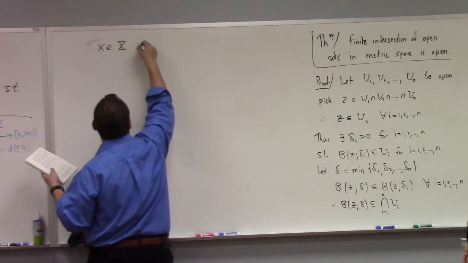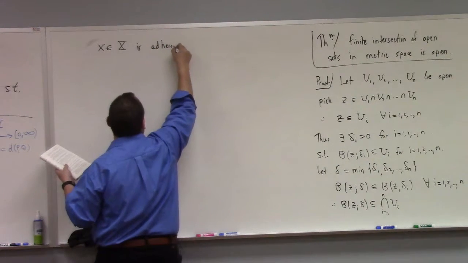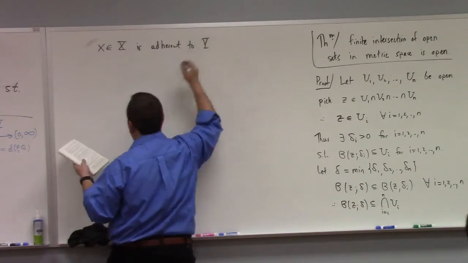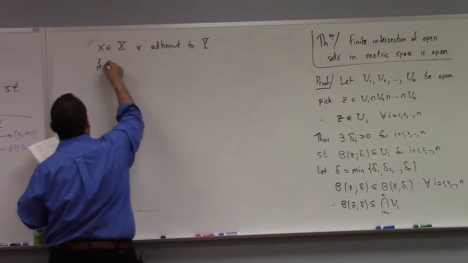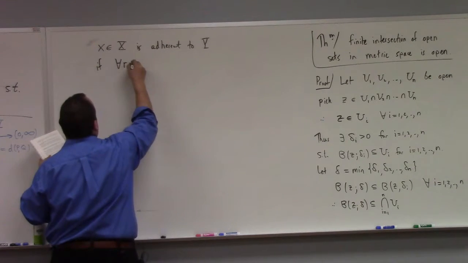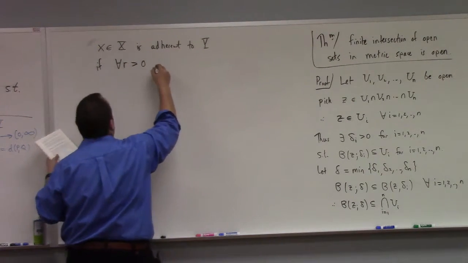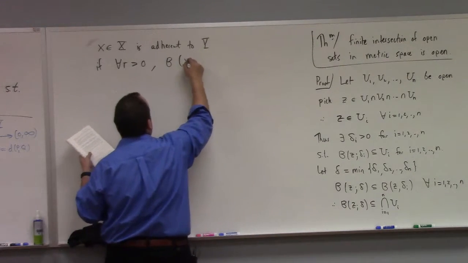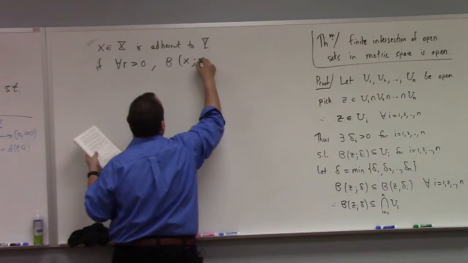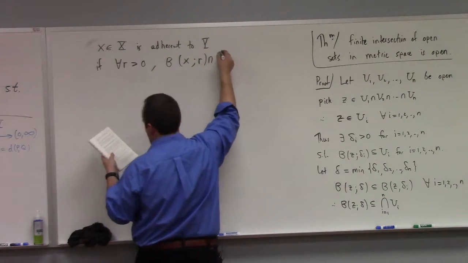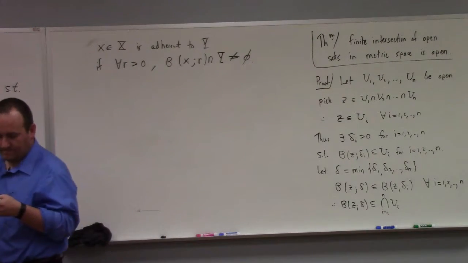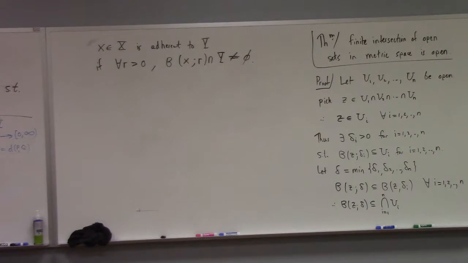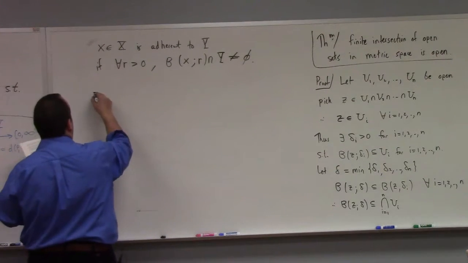X in X is adherent to Y if, for all r greater than 0, the ball centered at X of radius r intersect with Y is non-empty. All right. And then with this, we define the closure of Y.